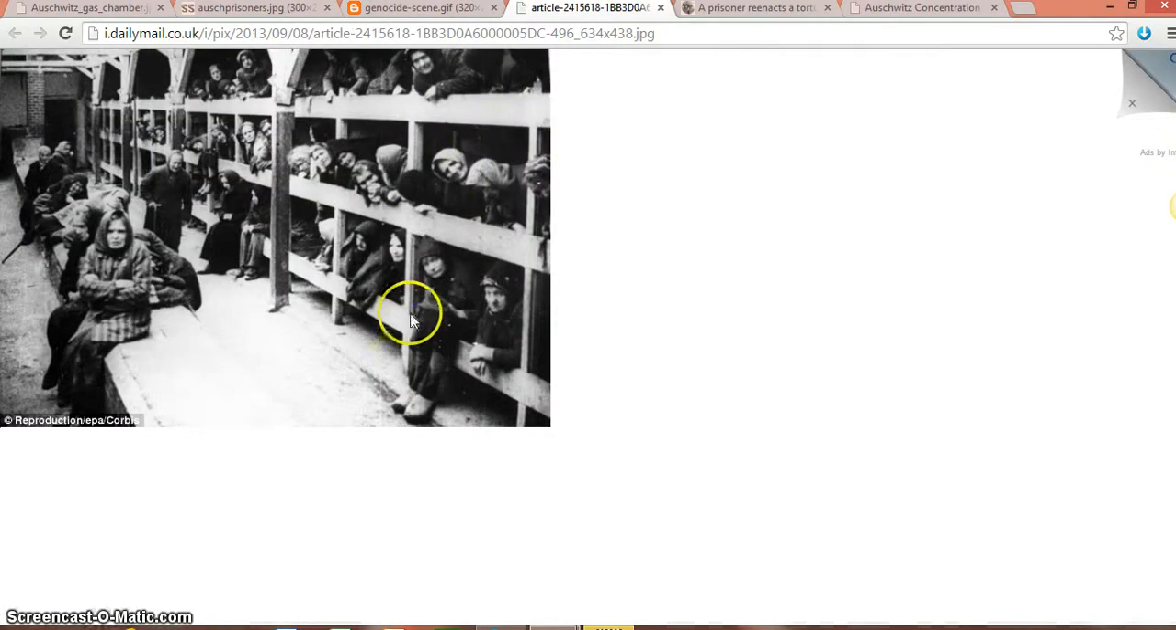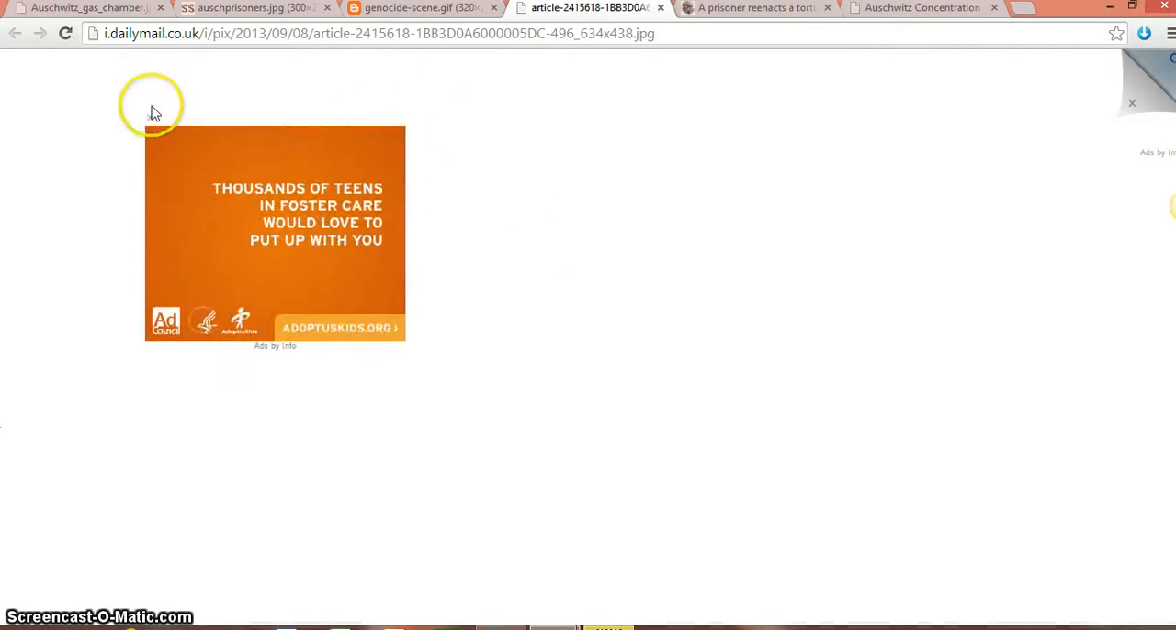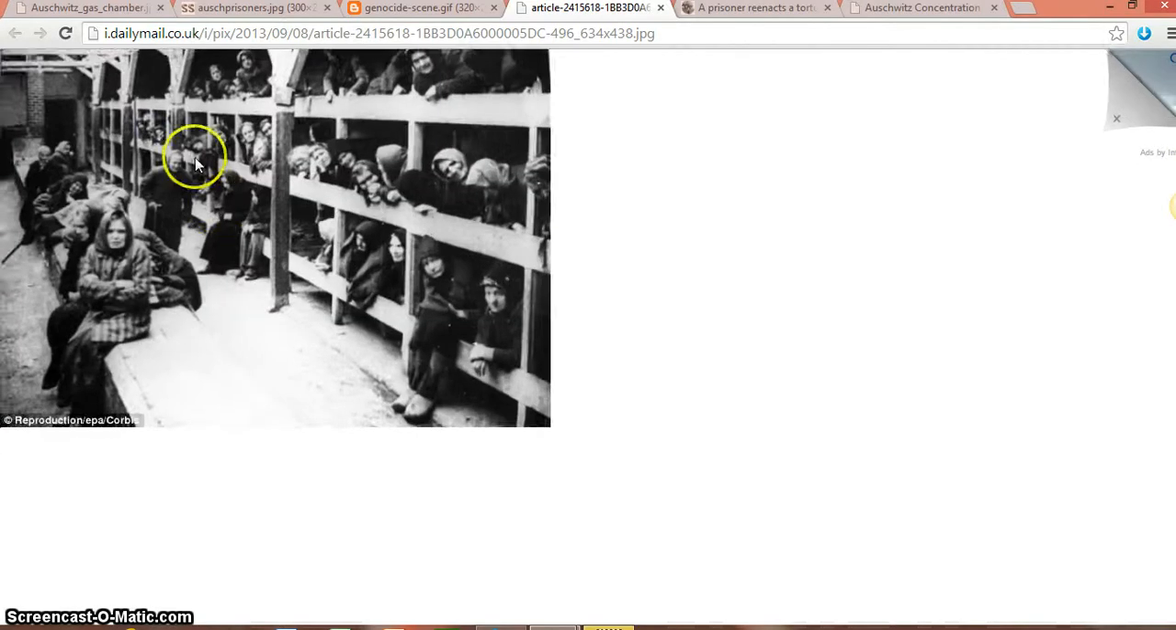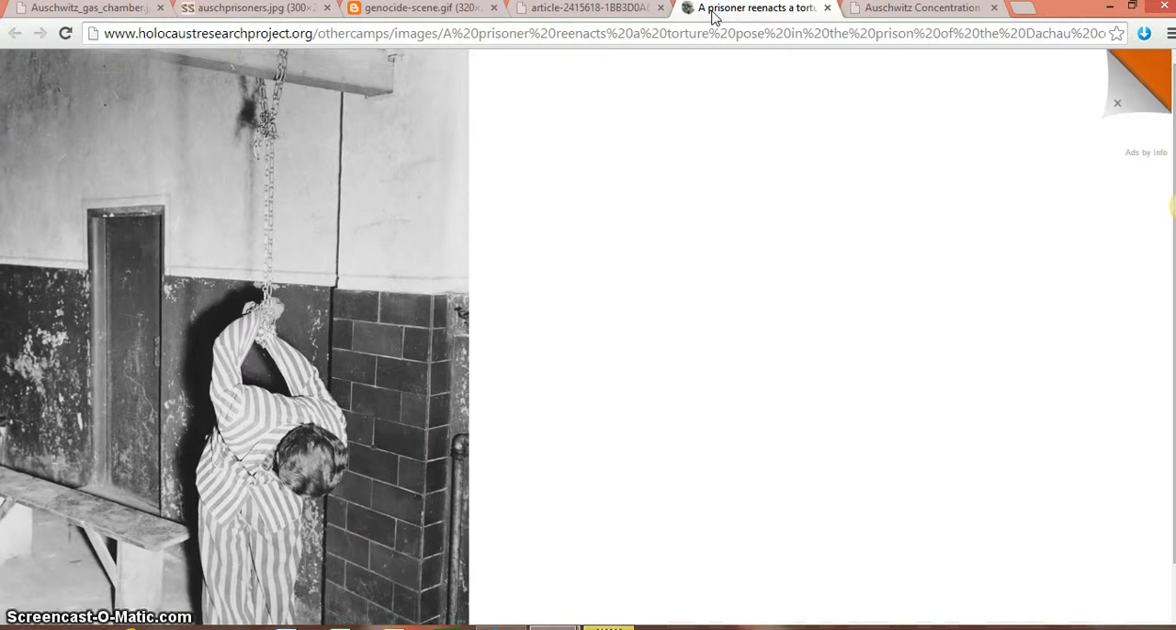And as you see, the house where they lived was way too small for them, so it would have been really hard for them. This is a main way of torturing people. They just hung up their arms, which eventually made them break down.